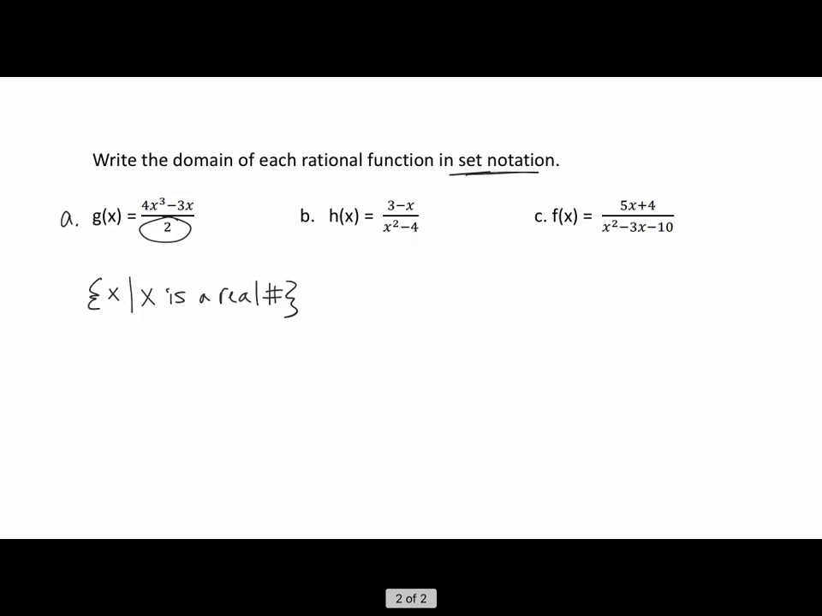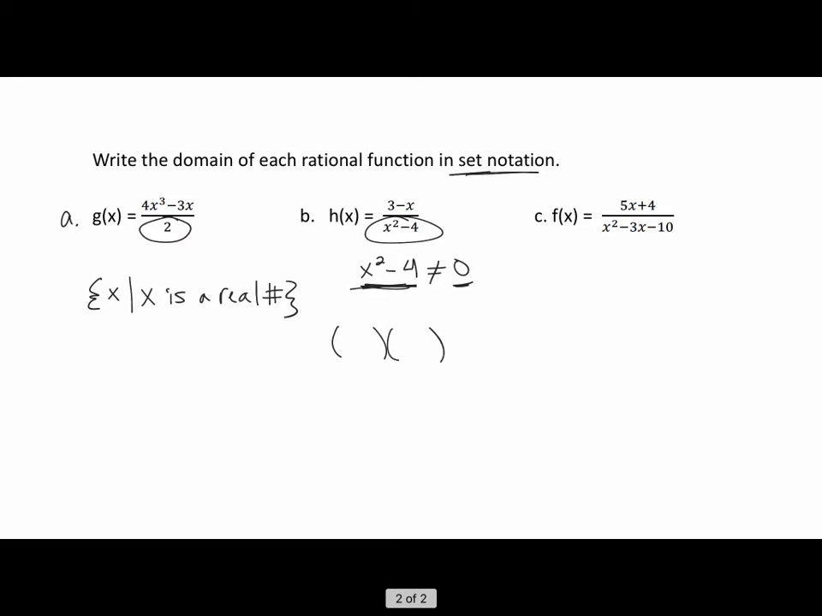For example B, h of x is 3 minus x over x squared minus 4. So I'm only looking at the denominator here. And I want to say, where does this denominator not equal 0? So we're going to solve this like a quadratic equation. And so I need to completely factor the other side. Since I've got 0 on one side, I'm going to completely factor the other side.